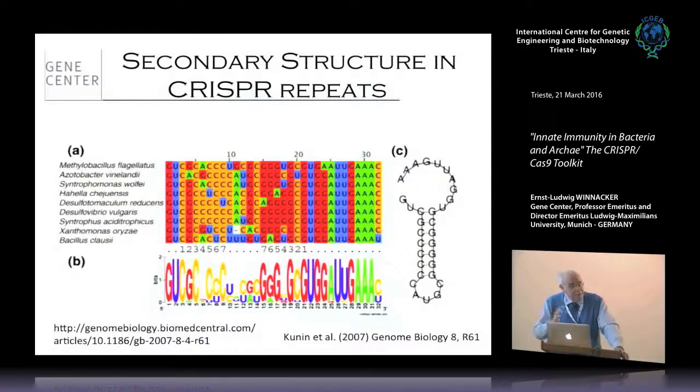If there are no repeats, palindromes, then the thing doesn't work, because we'll see later how this happens. But this is not the only structural element which is necessary. By the way, the sequences, as you can see from these logos here, are diverse, but they are G-rich and so on, but they have to be palindromic.